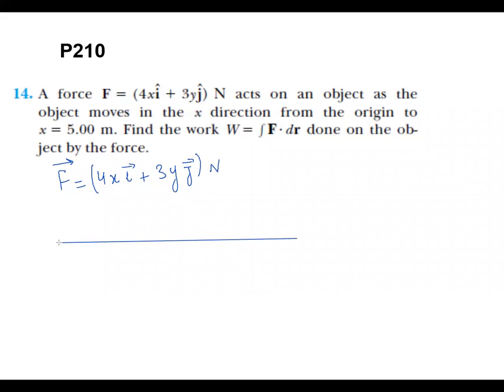Here we have x, the object, and here we have F applied on the object. You see here that x equals 5 meters. So the object moves in the x direction from the origin to x equals 5.